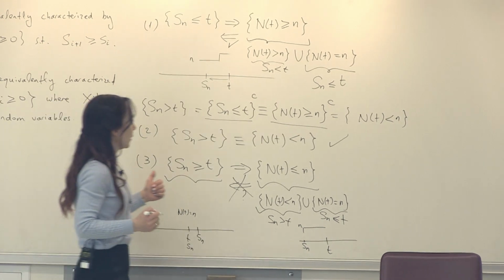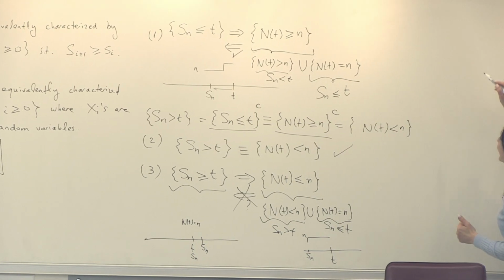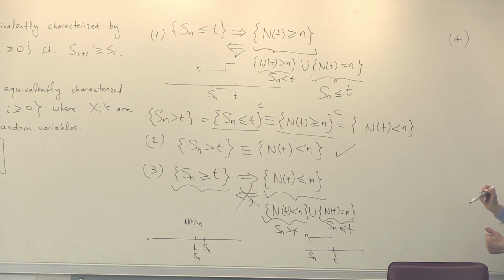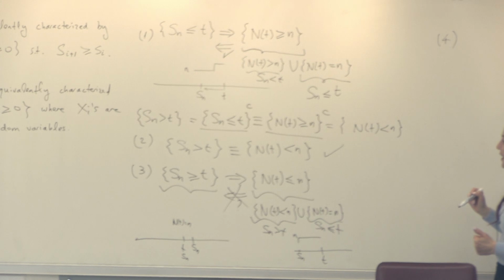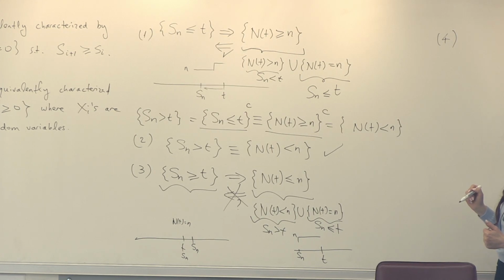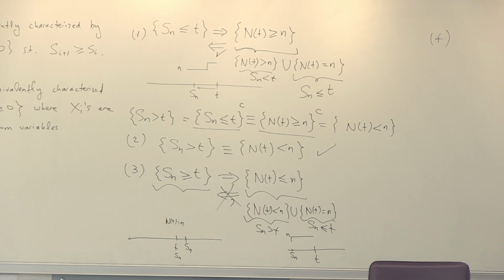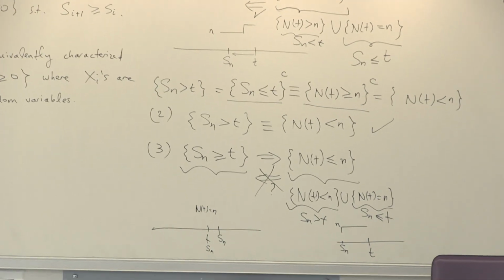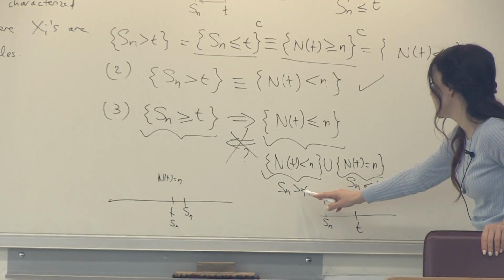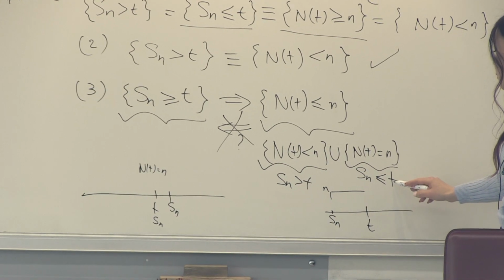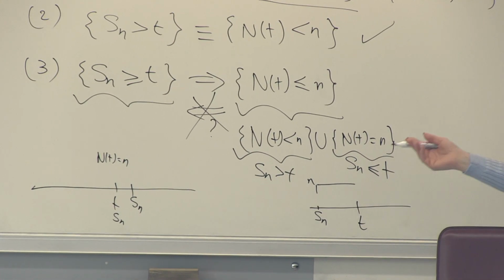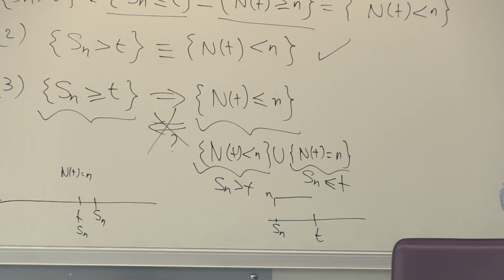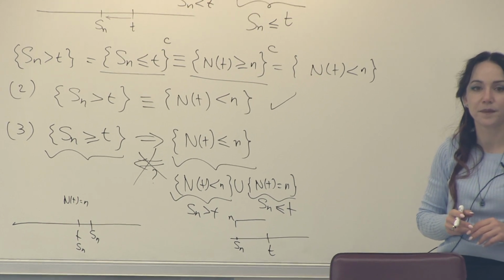So this does not imply the left-hand side. Okay. Shall we do one more? There is one in your lecture notes. But if we take the union, does it imply? The union means Sn is either bigger than t or less than or equal to t. So it doesn't really tell us anything.